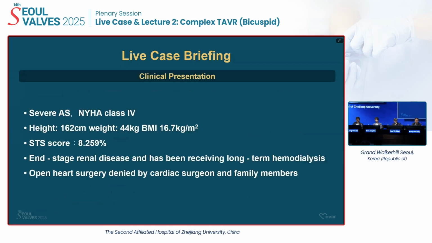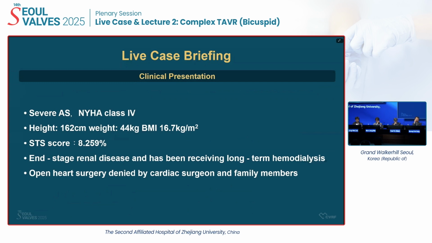The New York Heart Association function of this patient is grade 4, and the patient is a very small gentleman, and the BMI is about 16.7. We evaluated the surgical risk. The STS score is over 8%, because of the end-stage renal disease and the patient's condition. So open heart surgery was denied by both the cardiac surgeon and the family members.